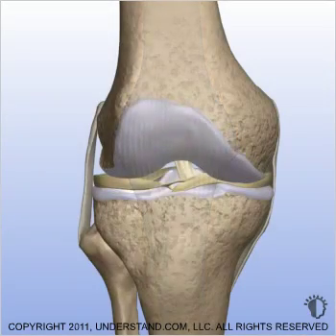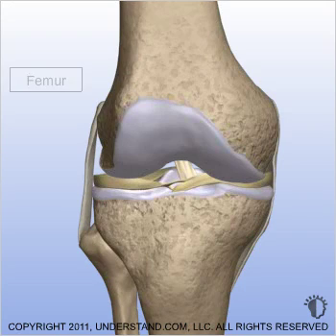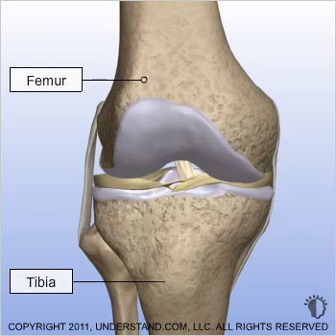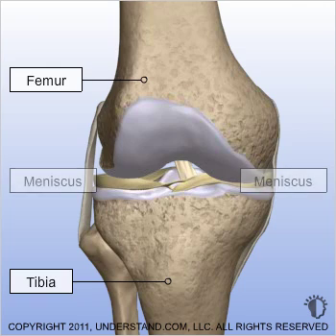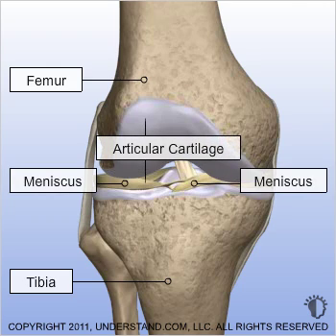With each step, forces equal to 3 to 8 times your body weight travel between the thigh bone and shin bone in your knee. These forces are dampened by a meniscus on the inner and outer portion of the knee, and the ends of the bones are protected by articular cartilage.